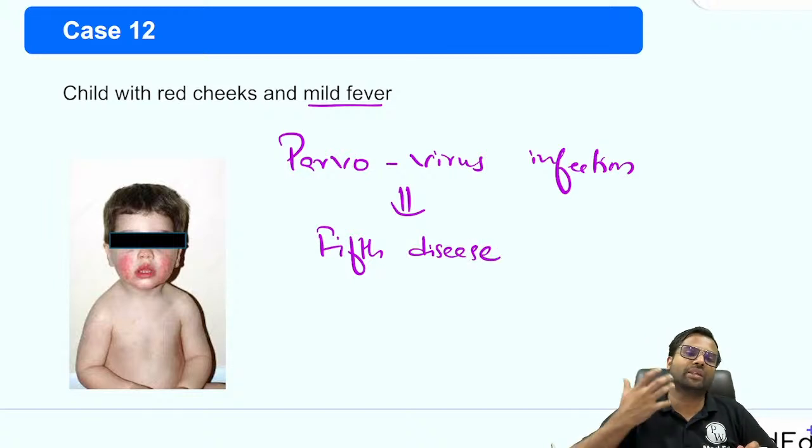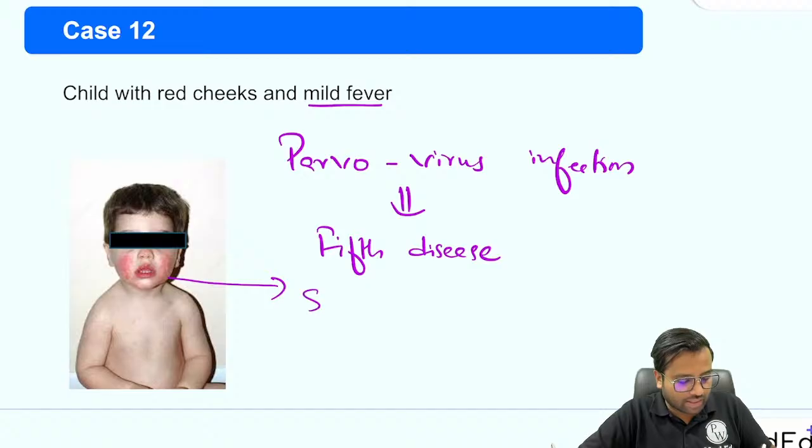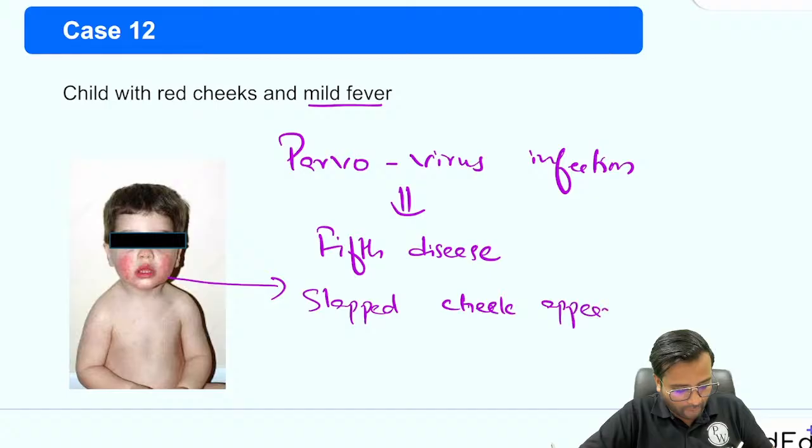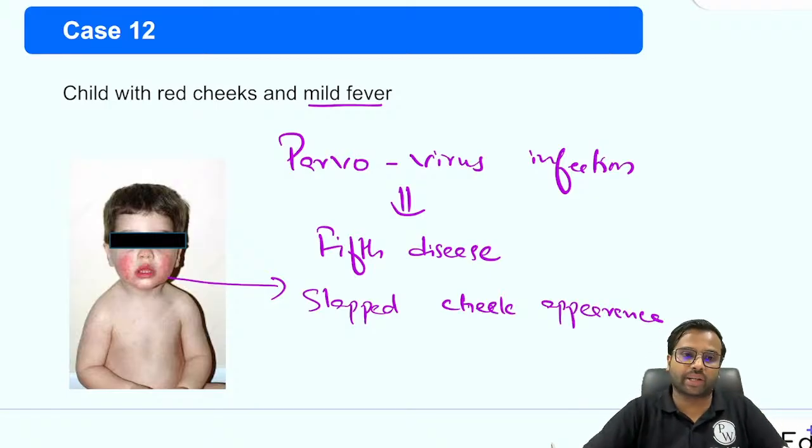In the fifth disease, what happens? The kind of appearance that you see on the screen right now is called slapped cheek appearance. So this is called the slapped cheek appearance. This erythema is called erythema infectiosum, and this is seen in a disease called fifth disease caused due to parvovirus.